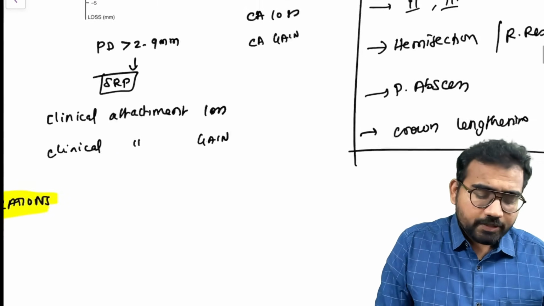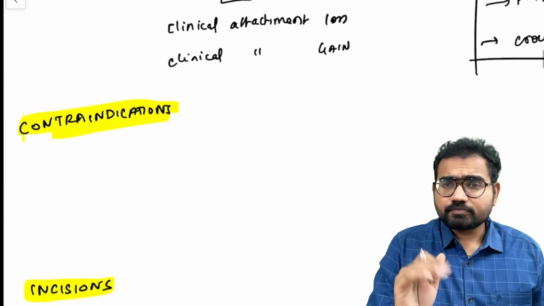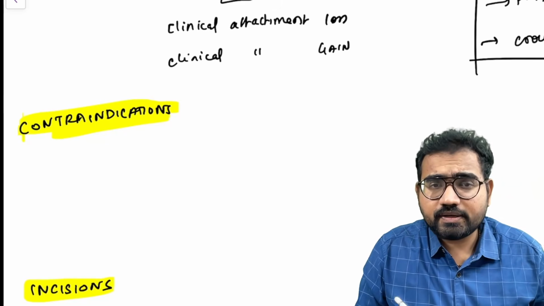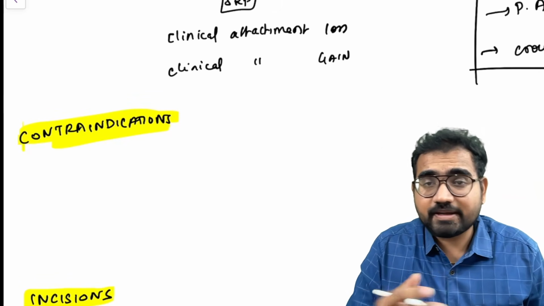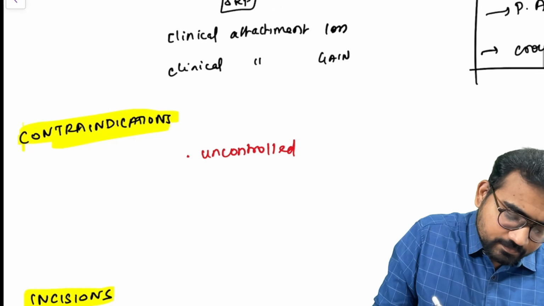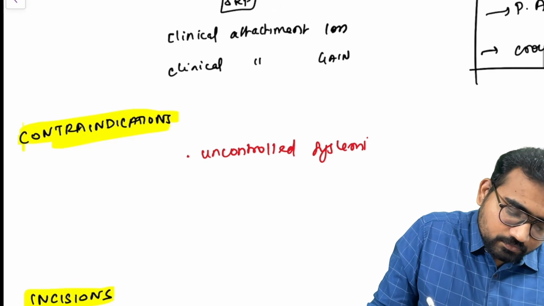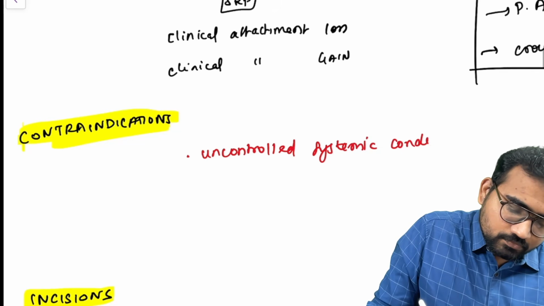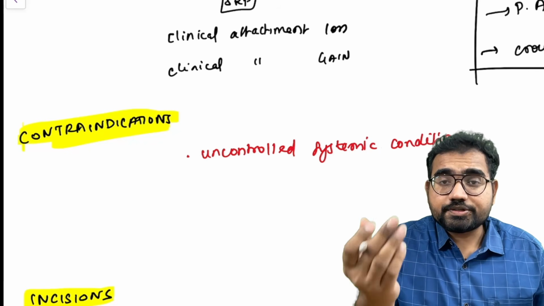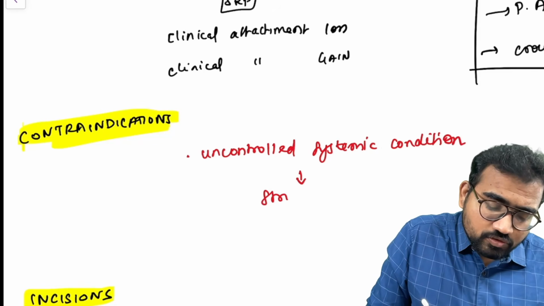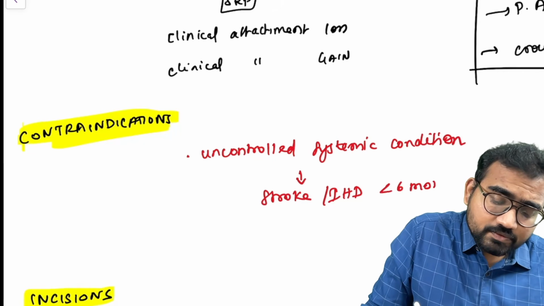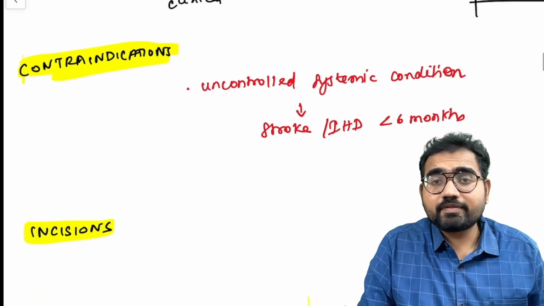Okay, now coming to the contraindications. The contraindications are very simple. If the patient has any uncontrolled systemic conditions, such as uncontrolled diabetes, uncontrolled hypertension, or a stroke or ischemic heart disease, or an MI less than 6 months ago, they should never be taken up.